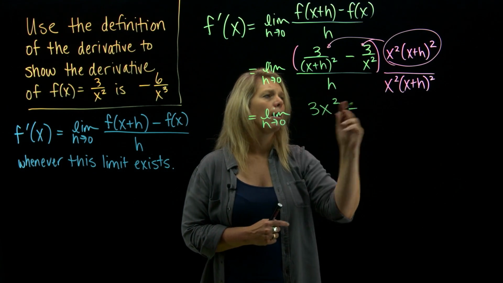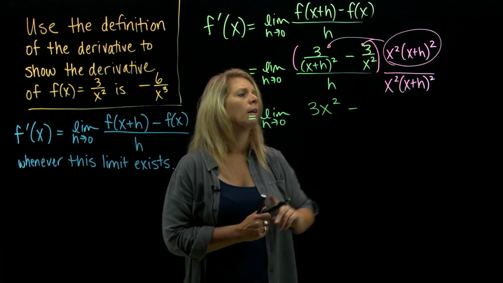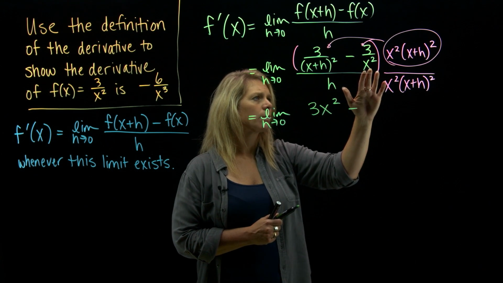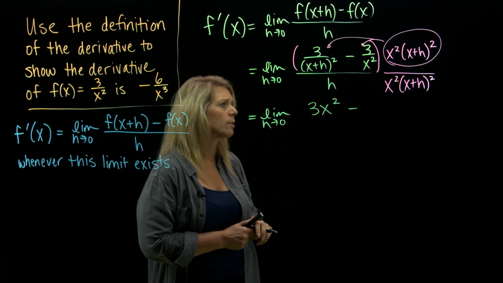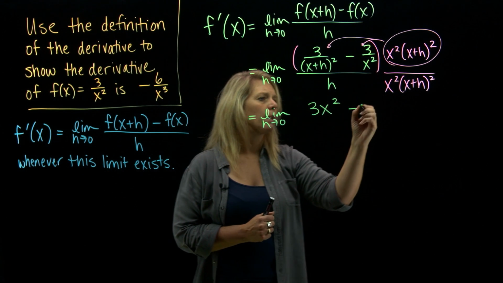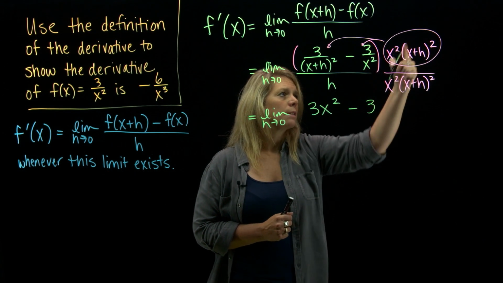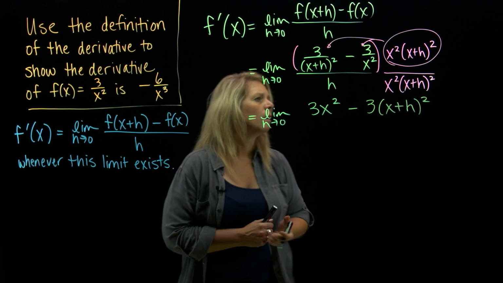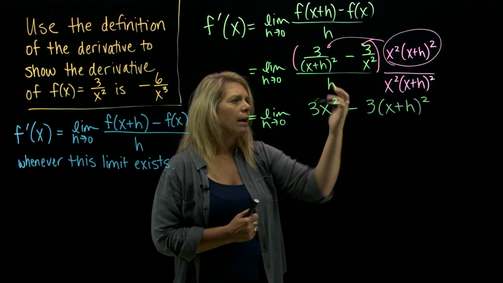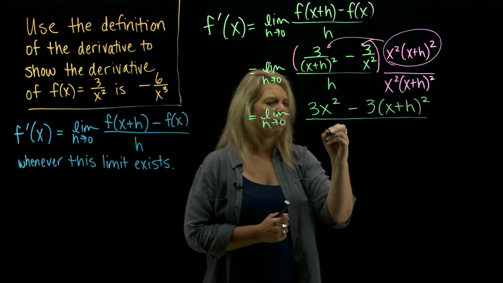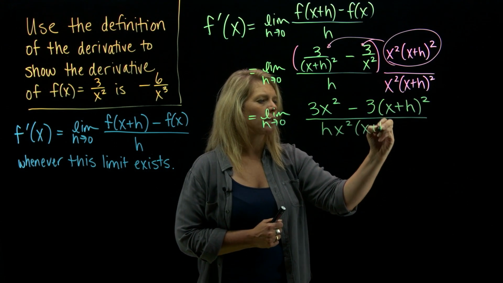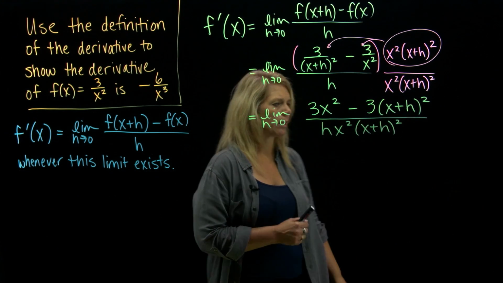Okay, now I want to go ahead and distribute to the second term on the numerator. So this time I'll have the x squared cancel with the other x squared, and I'm going to be left with 3 times this entire x plus h, the quantity squared. Okay, on the denominator here, no cancellation, so I just have all of that: h times x squared times x plus h, the quantity squared.